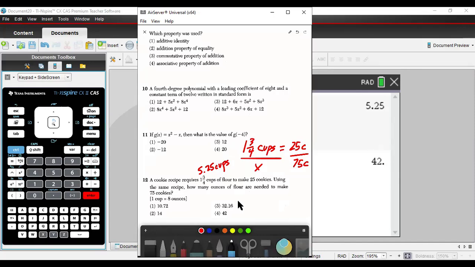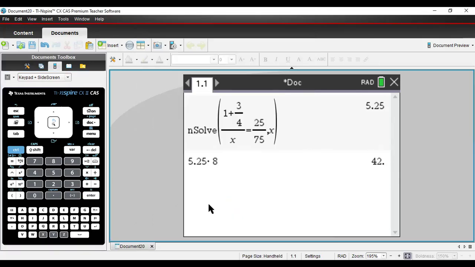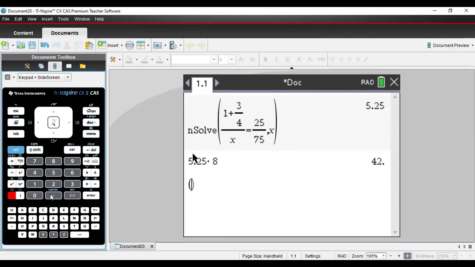Now, what I want to show you is that the calculator will also help you do this. So here's what I'm going to do. I'm going to put this in parentheses because I want this one number. I'm going to go 1 plus 3/4, since the Inspire doesn't have mixed fractions, right?